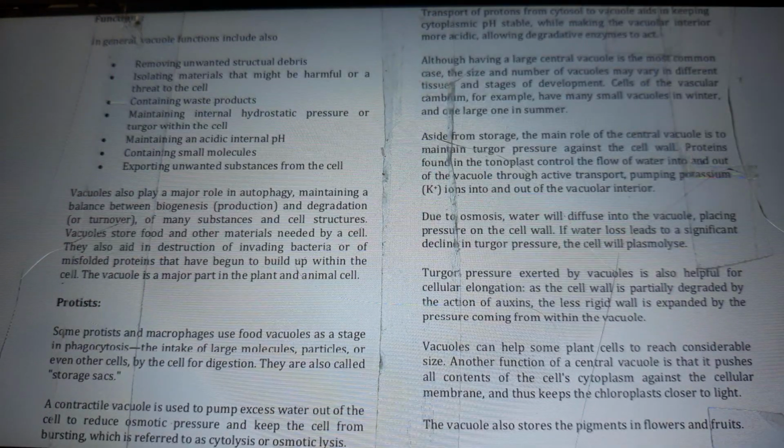Functions. In general, vacuole functions include removing unwanted structural debris, isolating materials that might be harmful or a threat to the cell, containing waste products, maintaining internal hydrostatic pressure or turgor pressure within the cell, maintaining an acidic internal pH, containing small molecules, and exporting unwanted substances from the cell.